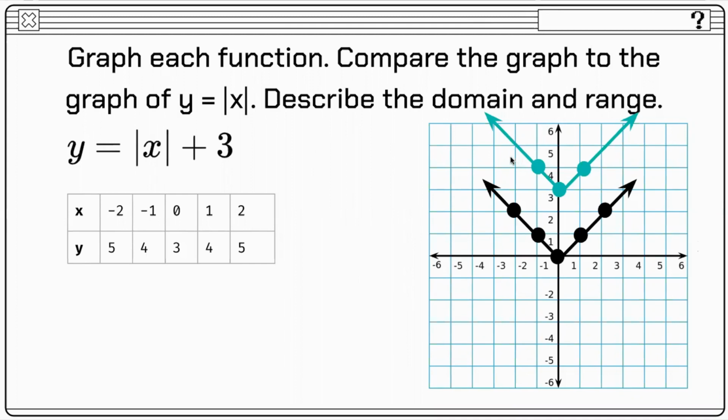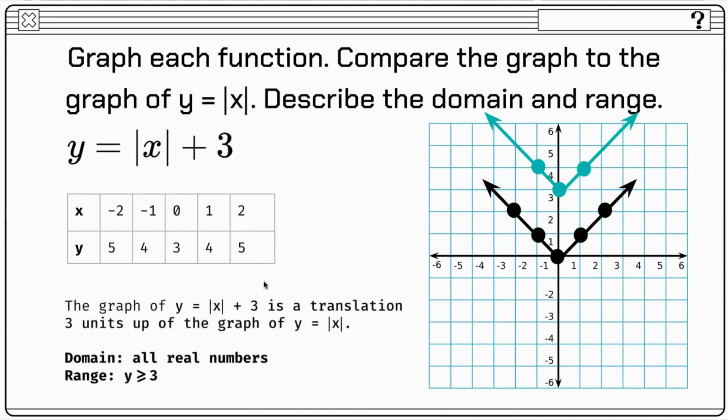Now, whenever they ask you to compare the graph to the graph of y equals absolute value of x, they just want you to write a short sentence of how it has changed. And we actually identified this earlier on. We know that the graph of y equals absolute value of x plus 3 is a translation 3 units up of the graph of y equals absolute value of x.